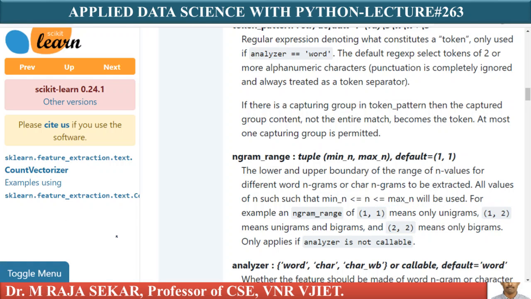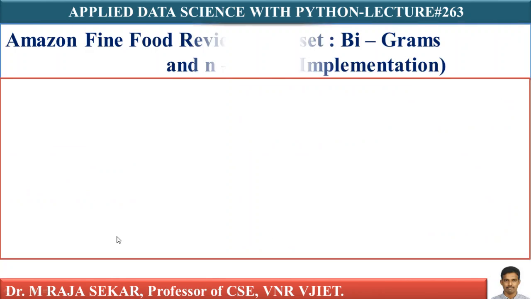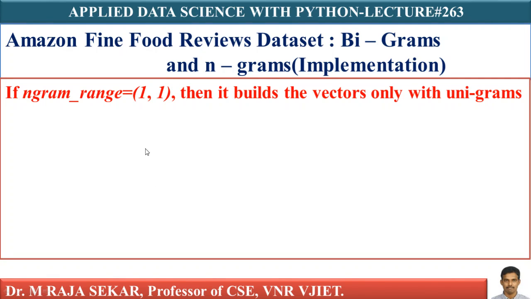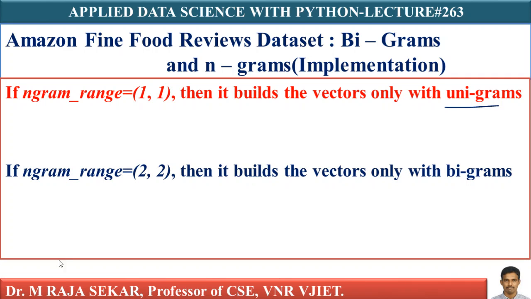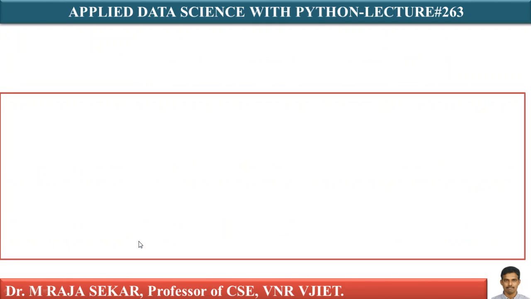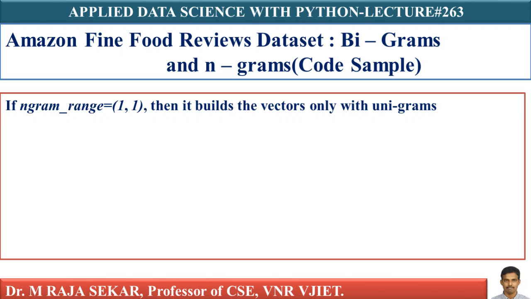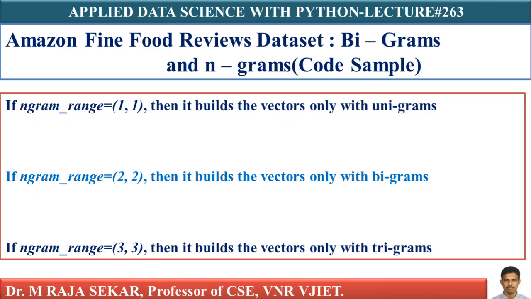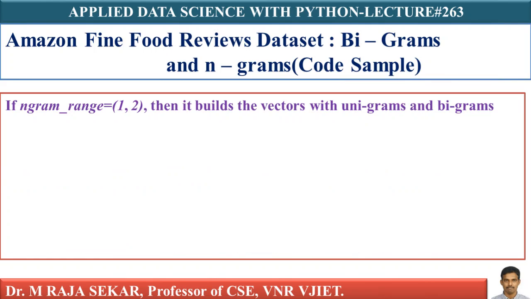We will try to understand this. Again, I am repeating. What is the meaning of 1, 1? As I told you, 1, 1 means unigrams. What is the meaning of 2, 2? 2, 2 is bigram. If I say 3, 3, what does it mean? Basically, it is trigram, isn't it? It is simple and straightforward. 1, 1 is unigram, 2, 2 is bigram, 3, 3 is trigram.